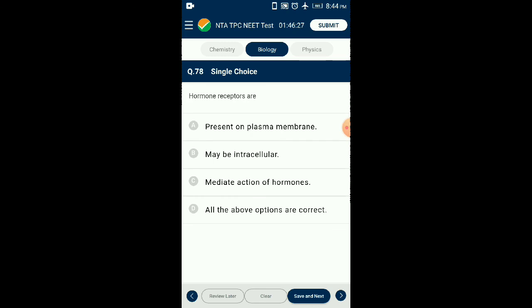Question number 78. Hormone receptors are. Hormone receptors on the cell membrane of target cells are called membrane-bound receptors, or extracellular receptors, and the receptors present inside the target cells are called intracellular receptors, mostly nuclear receptors present in the nucleus. The lipid-soluble steroid hormones can cross the plasma membrane, but they need the intracellular receptors present in the nucleus. So the answer for this question is option D. All the above options are correctly given.